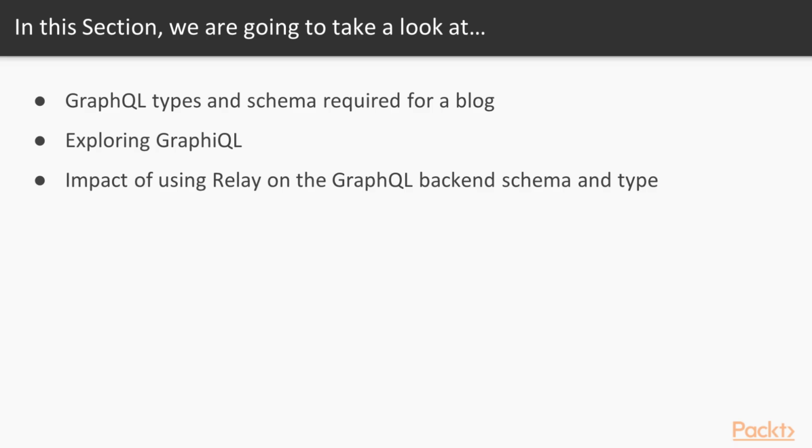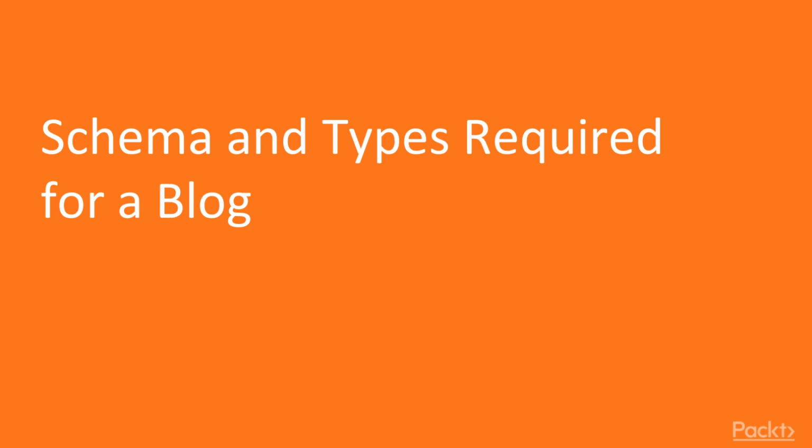In this section, we will take a look at the basics of GraphQL Schema and types required for a blog. Later, we'll explore the features of a very powerful GraphQL developer tool called GraphiQL. Lastly, we will discuss how Relay is opinionated about the GraphQL backend and what changes we need to make to make the GraphQL backend Relay compliant. Schema and types required for a blog.